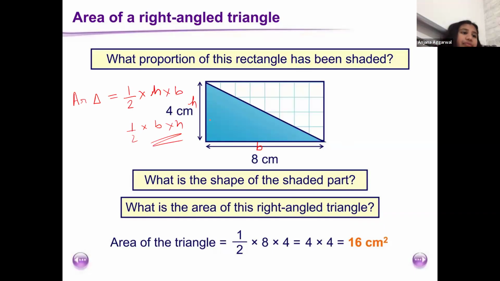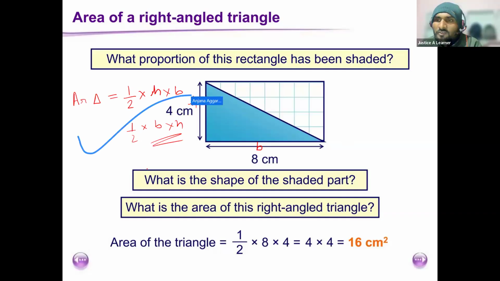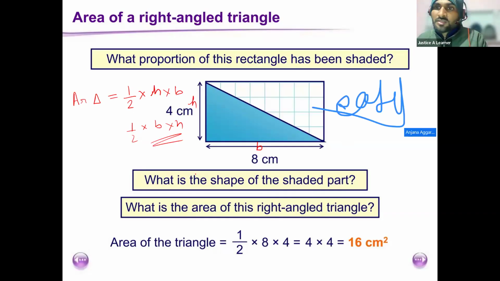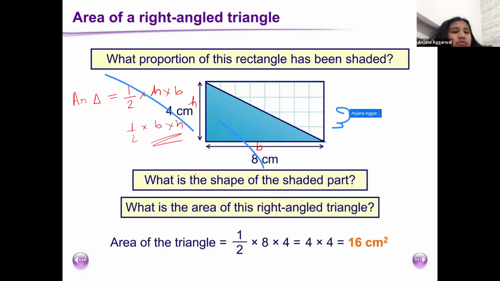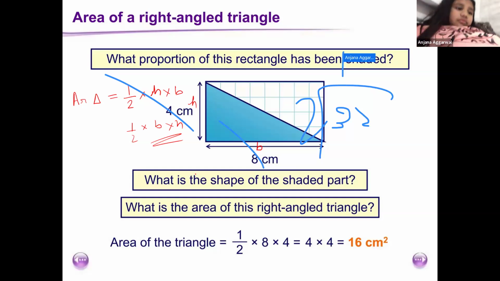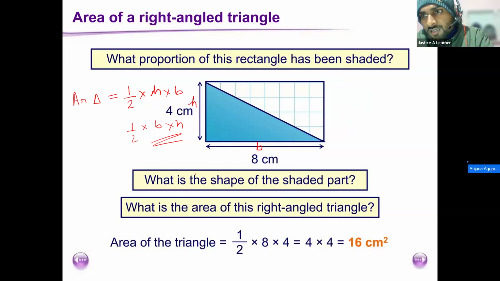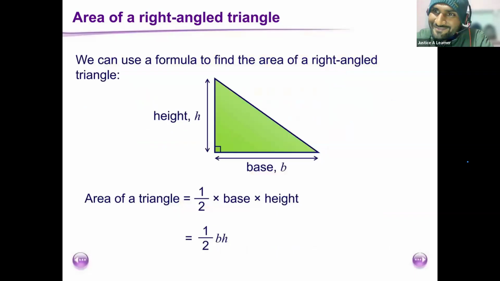So this formula is really easy, but you may remember it. Area of triangle is half into base into height, or half into height into base. Would you forget the formula or would you remember?